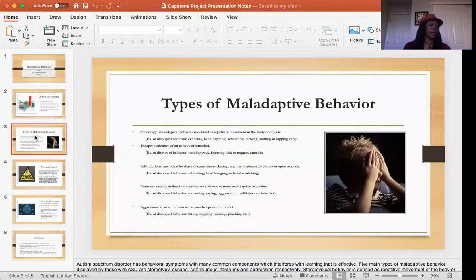Tantrum behavior is typically defined as a combination of 2 or more maladaptive behaviors, such as screaming, aggression, crying, SIB, self-injurious behavior. At the point of tantrum, however, the student usually is at crisis level, which can be dangerous for both the student and the helping professional in some cases.